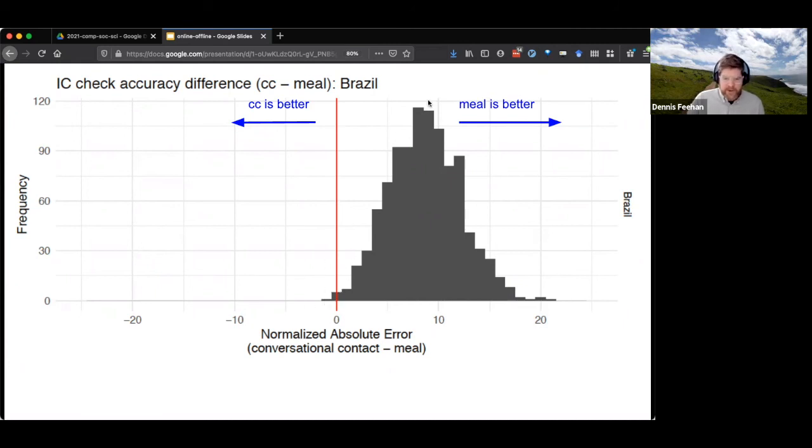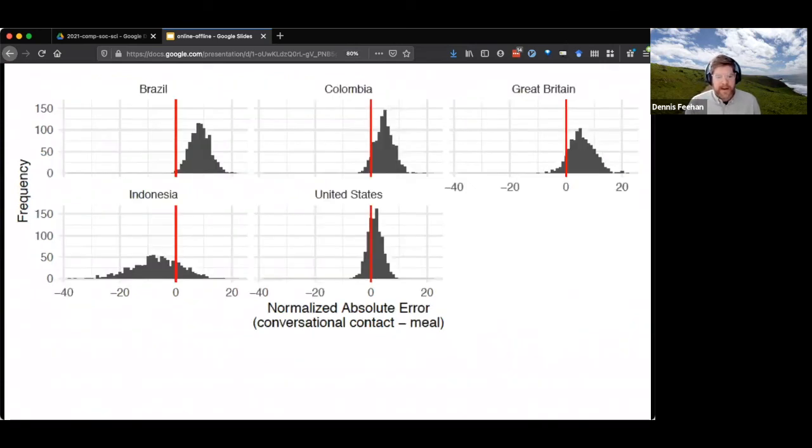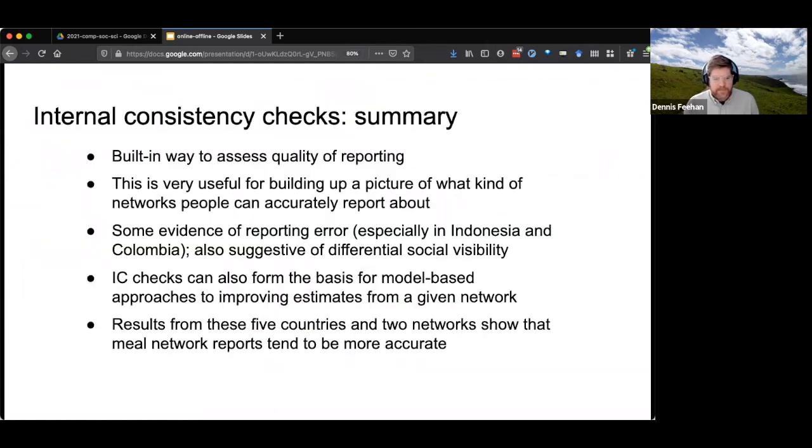To the extent that the mass of this distribution is to the right of this 0 line, that implies that the meal network is producing more accurate estimates. And if it were to the left of this line, that would imply that the conversational contact network is producing more accurate estimates. So you can see that in the case of Brazil, it looks pretty clear that the meal definition is producing more accurate estimates than the conversational contact definition. And when we expand out to the other countries, that's true not only in Brazil, but also in Colombia and in Great Britain. It's a little bit less clear in Indonesia and the US which of the two networks is producing the more accurate estimates. It's not as conclusive in that case.